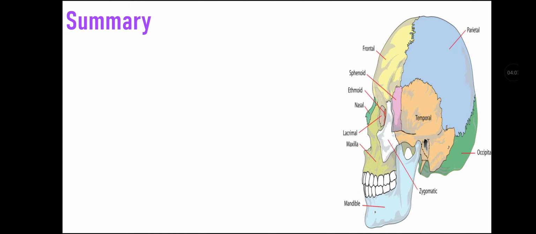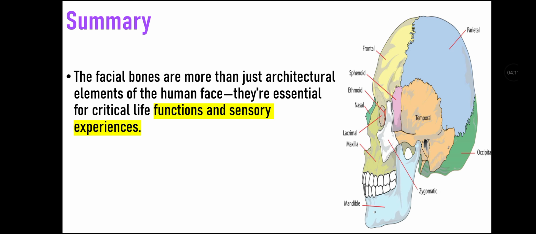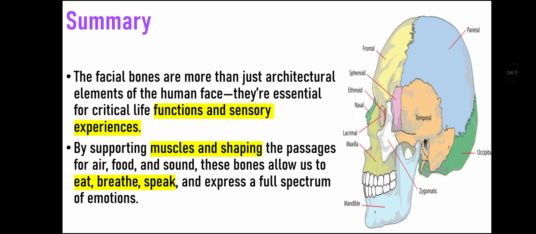Now let's talk about the summary or conclusion of this lecture video. Facial bones are more than just an architectural element of the human face. They are essential for critical life functions and sensory experiences. By supporting muscles and shaping the passages for air, food, and sound, these bones allow us to eat, breathe, and speak, and express a full spectrum of emotion.